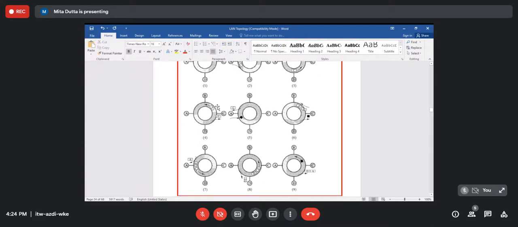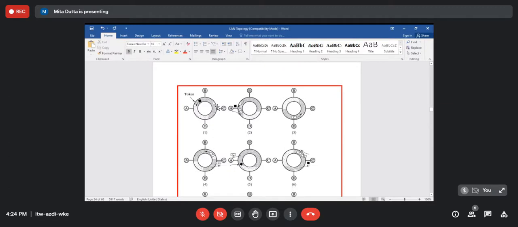Now this can be improved by using two mechanisms. One is token ring priority, and another is by including token holding time.